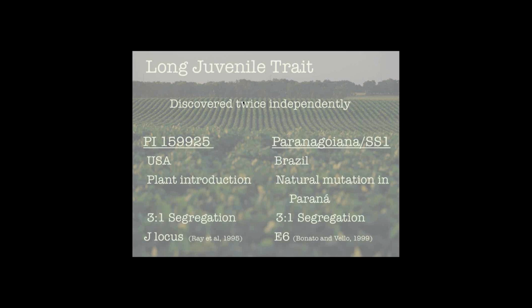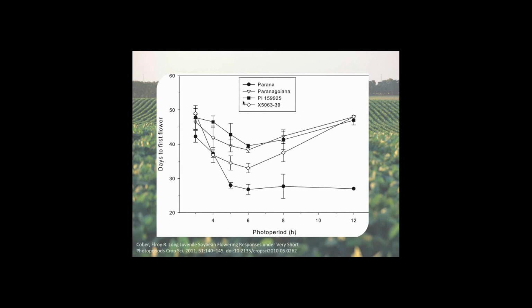So already there are some questions that arise. First, are these actually two separate genes that we're observing, which would warrant the need for these two names? Or is it more likely that the long juvenile trait observed in PI 159925 and Pranagoyana are just different alleles at the same locus? In which case, we wouldn't need the designation of two names.